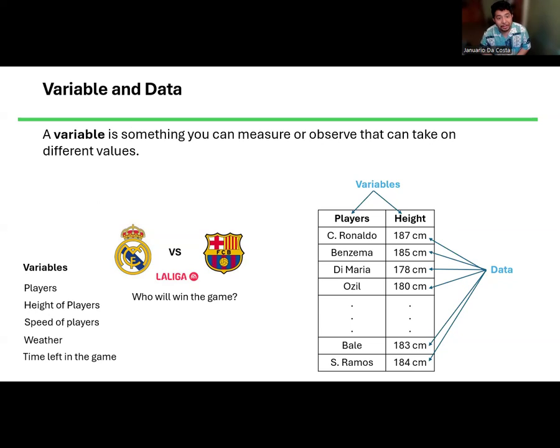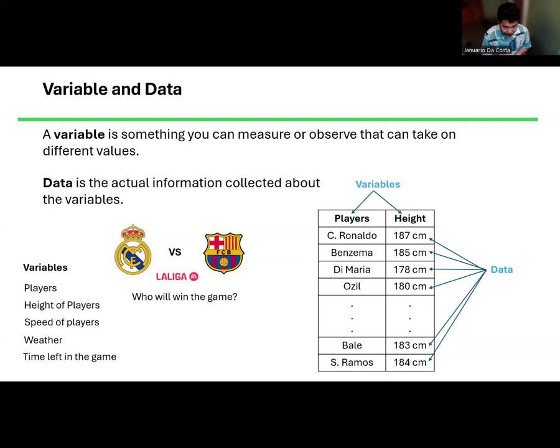All right. So a variable is something you can measure or observe that can take on different values. Okay. Now, variable can be players. Players can take on different values. It can take Benzema, Di Maria, and also others. Okay. For example, on a variable in my height, it can take different values: 187, 185, 178, 180, and etc. So that's a variable. Now, data is the actual information that is collected about the variable. Okay?